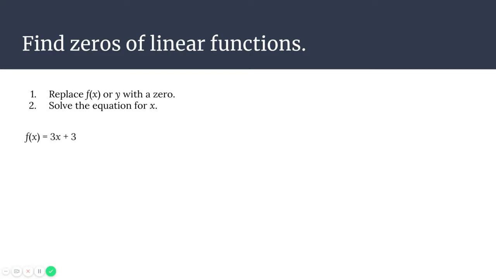So let's try an example here. f of x is equal to 3x plus 3. If I go with the steps above, I am going to replace the f of x with a 0. So now it says 0 equals 3x plus 3. Move on to step 2, solve the equation for x. I will subtract 3 from both sides. Now I've got negative 3 equal to 3x. I'll divide both sides by 3, and I will get x is equal to negative 1. So negative 1 is a zero of f of x equal to 3x plus 3. That is where this equation would hit the x-axis.